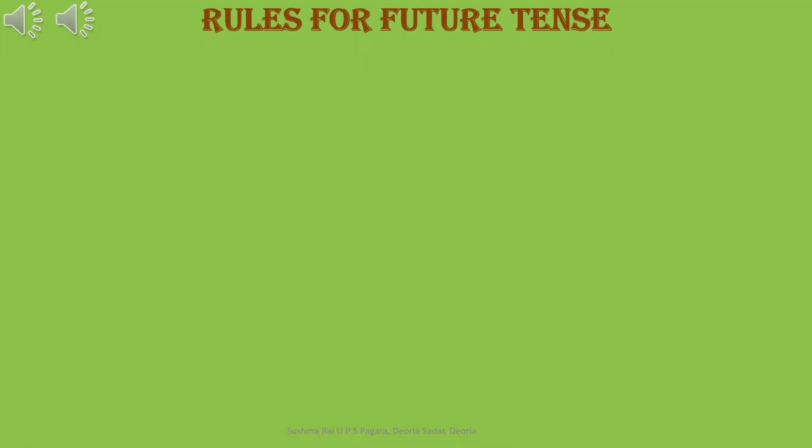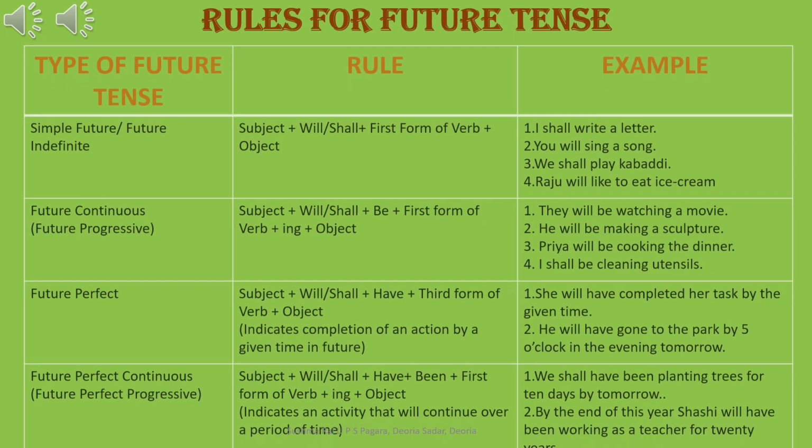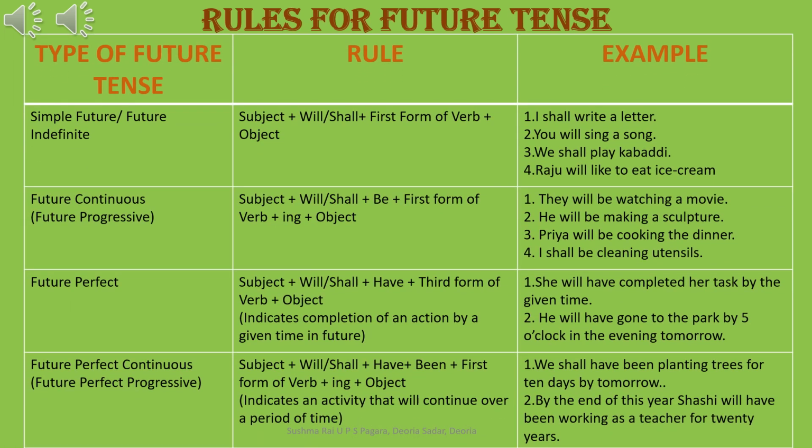Taking the same examples as before, let's now discuss the rules for writing a sentence in different types of future tenses. The first type of future tense is simple future. The rule for writing a sentence in simple future tense is subject plus will or shall plus first form of the verb plus object. Examples are: I shall write a letter.